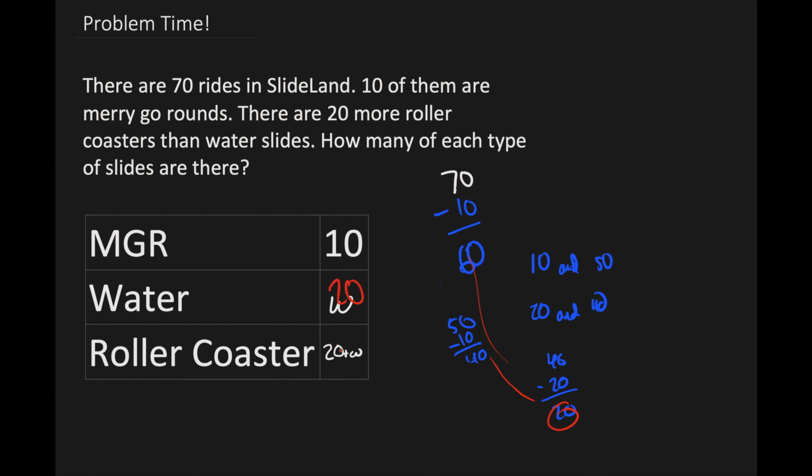So I'm going to write over it. And the roller coaster is 40. So it looks like it's 20, 40, and 10. Now let's check. Let's add all of them up and see if they amount to 70. 20 plus 40 plus 10. Let's add: 0, 2, 6, 7. 70. Again, we don't have to use step 5 because this table here is the answer.